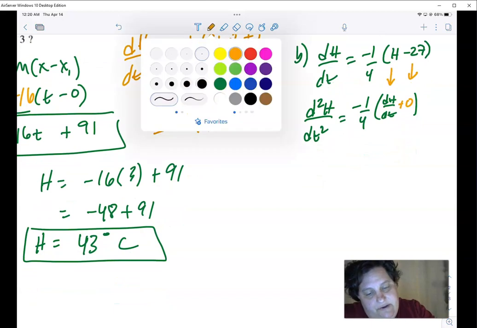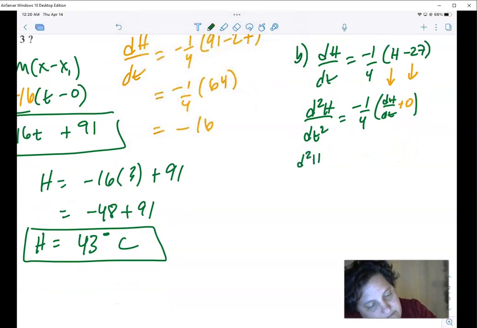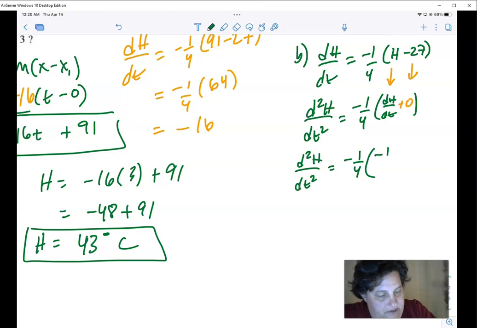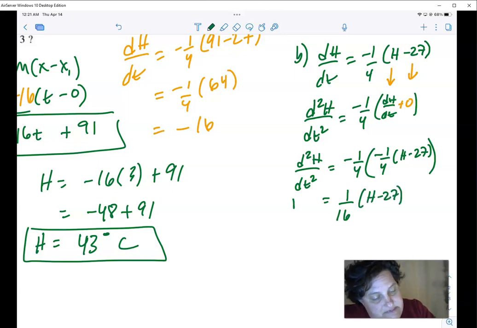So the second derivative is negative 1/4 dh/dt, which, again, I'm going to write as negative 1/4 h minus 27 to get it all in terms of h. So it's positive 1/16 h minus 27. This is the second derivative.